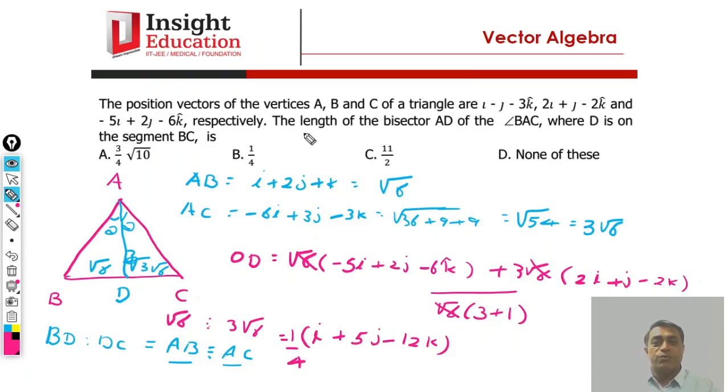Okay, but we have to find the length of the bisector. So the length of the bisector is, you can say, length is equal to under root. Okay, so length AD, that is OD minus OA.